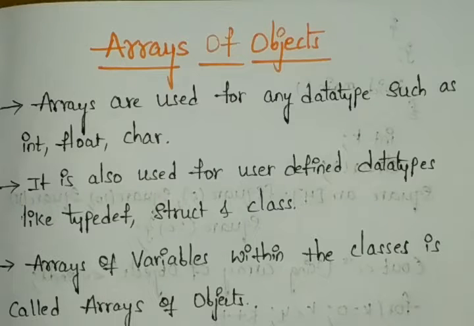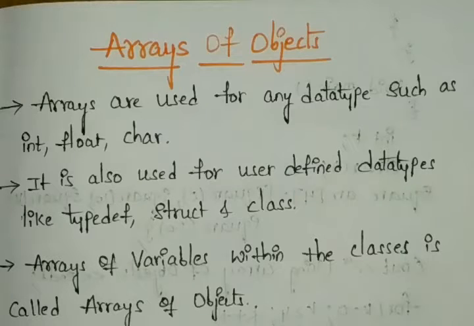Hello everyone. In this session we will discuss arrays of objects. Here, by using arrays, we can also create objects. Normally, arrays are declared in a sequential manner, so whatever values we write will be stored in contiguous memory locations.